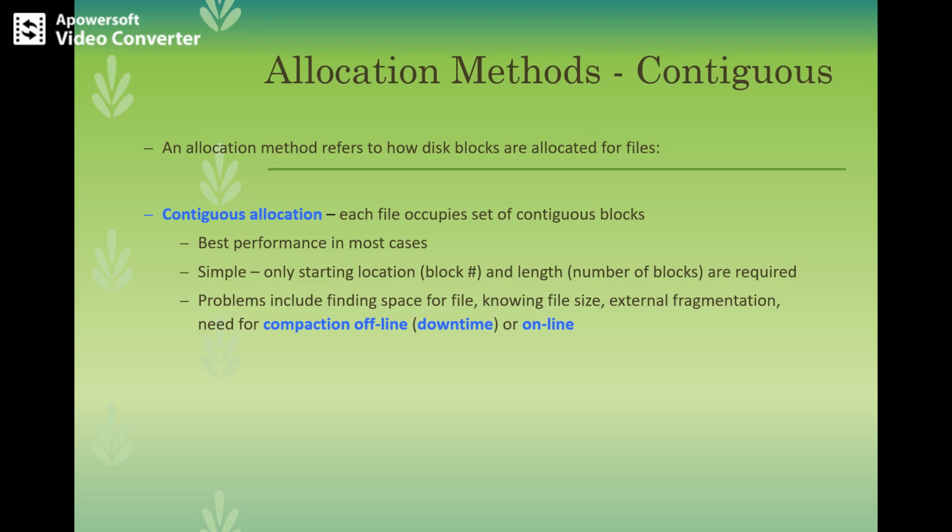So the contiguous allocation of a file is defined by the disk address and also the length. There will be the disk address and length of the first block. Say if the file is n blocks long and it starts at location B, then it will occupy B, B plus 1, B plus 2 and so on up to B plus n minus 1. So the directory entry for each file will indicate the address of the starting block and the length of the area allocated for this file.